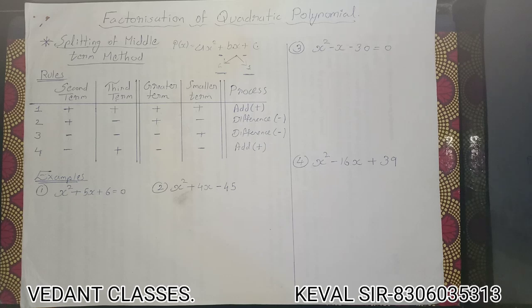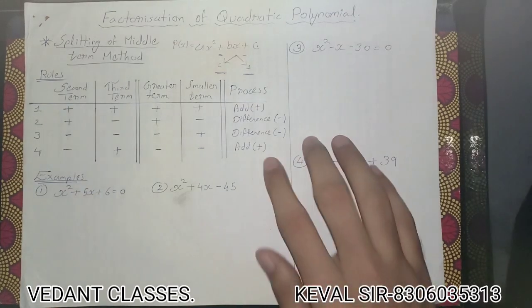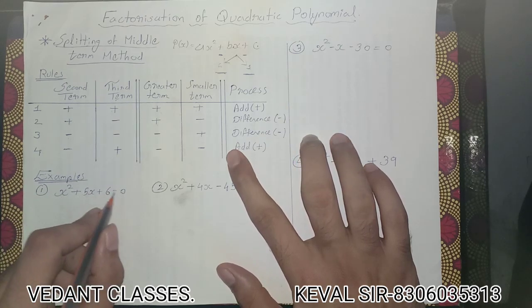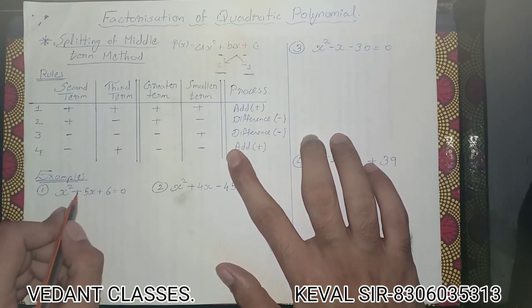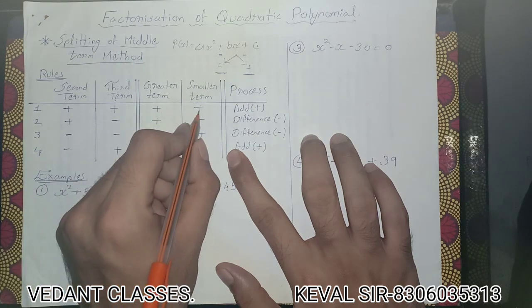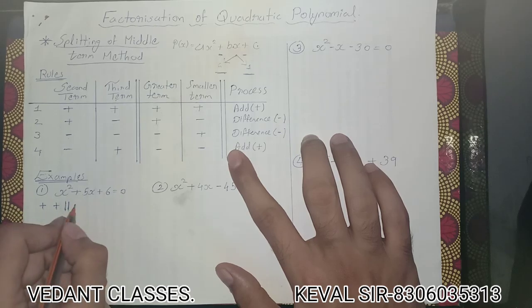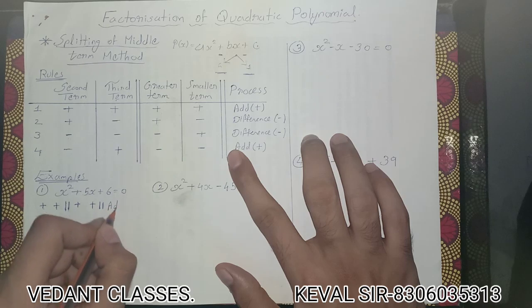Now let's see the examples of how to apply these rules. So see, x square plus 5x plus 6. You can see this is plus plus, so you just need to write plus plus and addition. This will be plus, this will be plus, and the process you need to carry out is addition.